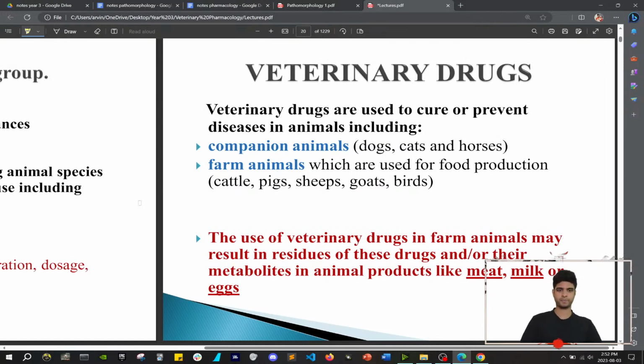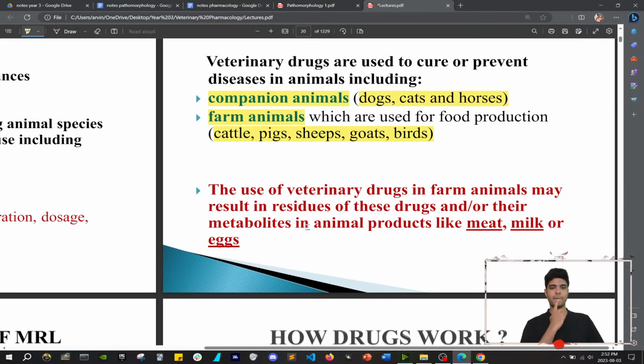Veterinary drugs are used to cure or prevent diseases in animals, including companion animals and farm animals. There are two big categories, companion and farm animals: dogs, cats, horses. The use of veterinary drugs in farm animals may result in residues. These drugs can get transferred into their meat, milk, eggs, and other products, so this is something we should be aware of.